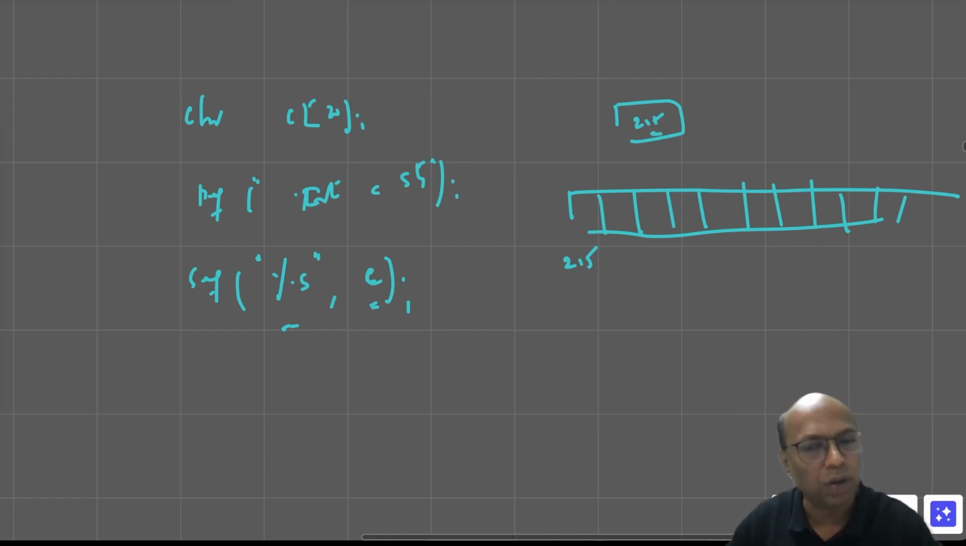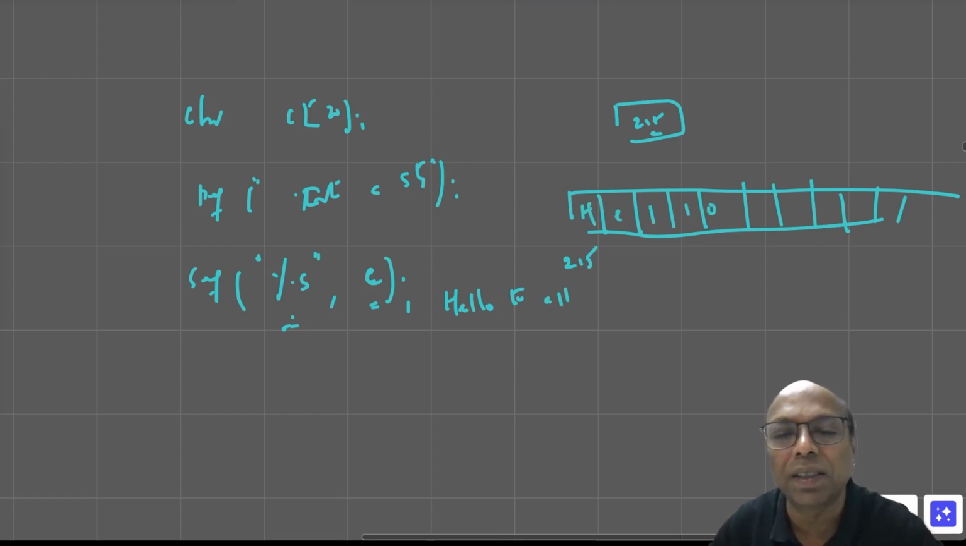Percentage S means it is going to keep on accepting a string. How long? I entered here "hello to all". But what will be stored inside? Only "hello". Once you press the space bar, the space bar will be converted into a backslash zero. After that, whatever you store, you won't be able to access it.